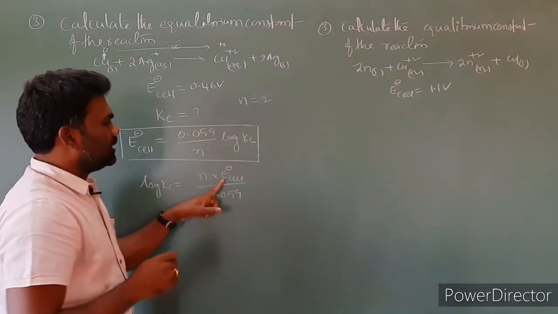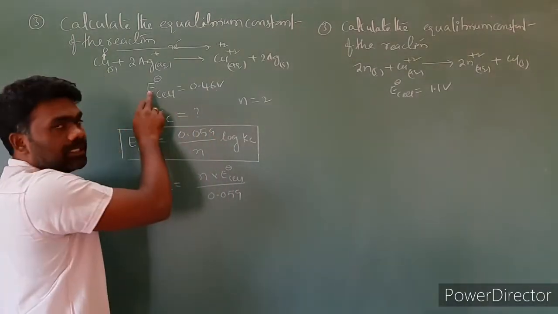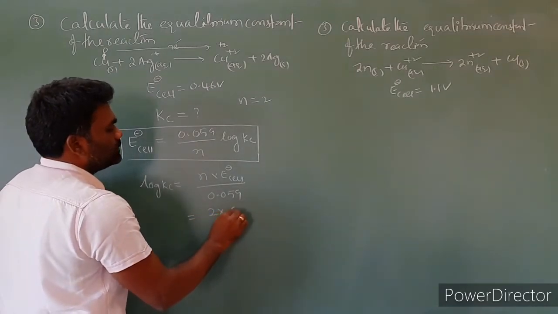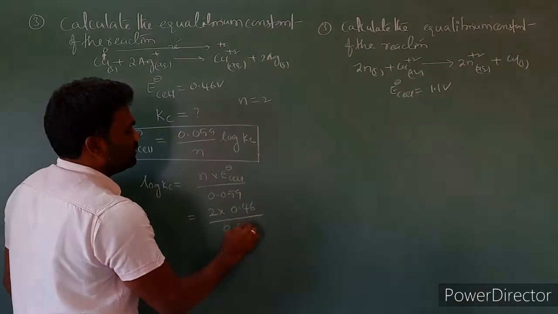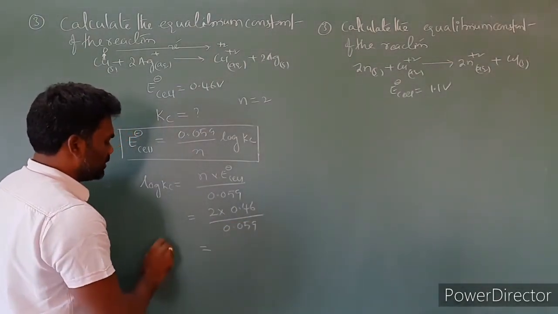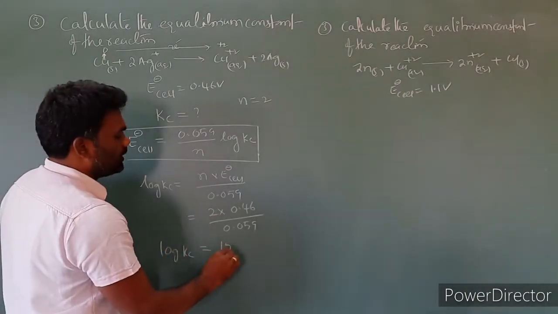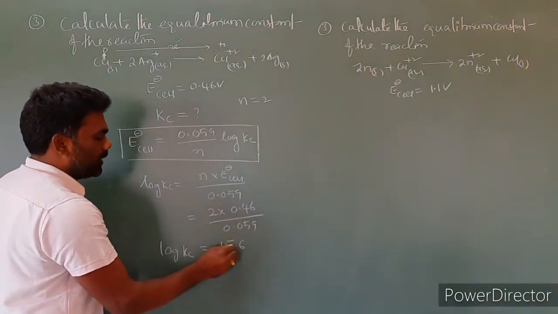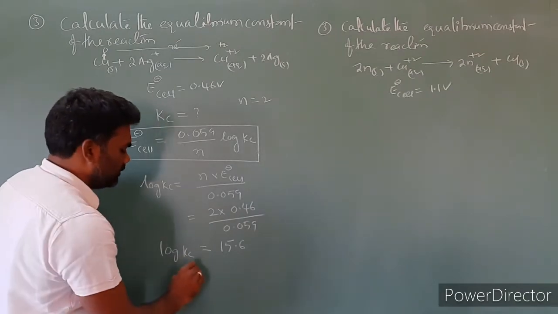The standard potential of the cell is given as 0.46. Substituting the n value and the standard potential of the cell in the given equation, we get 2 into 0.46 by 0.059. Upon simplification, log Kc is equal to approximately 15.6.